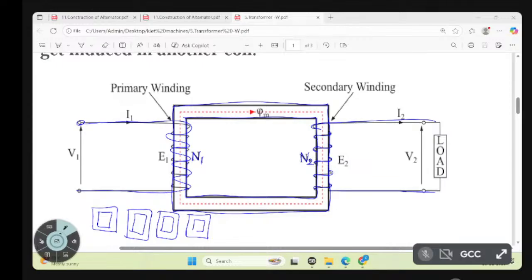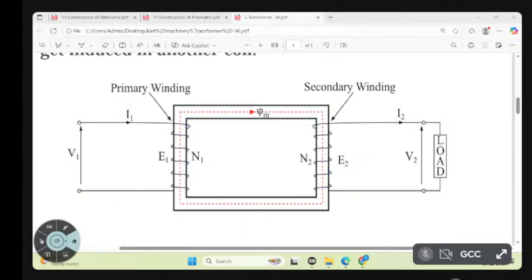Now, how will the transformer work? Here I am applying an AC supply. It has two windings. One is called the primary winding, and one is called the secondary winding. What is the meaning of primary winding? The winding which is connected to the supply. The winding which is connected to the load is called the secondary winding.